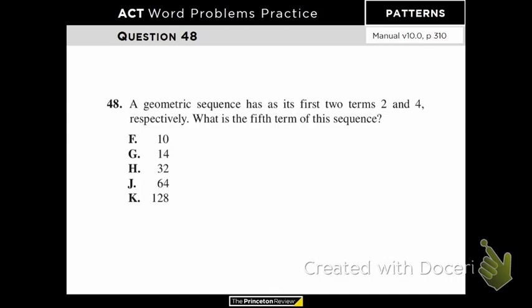48, a geometric sequence has its first two terms, 2 and 4, respectively. What is the fifth term of the sequence? So again, it's geometric, so I'm thinking multiply. This one's pretty easy. You just multiply by 2 to get to your next number, okay? So repeating that pattern. So 4 times 2 is 8. 8 times 2 is 16. 16 times 2 is 32. That's our answer.